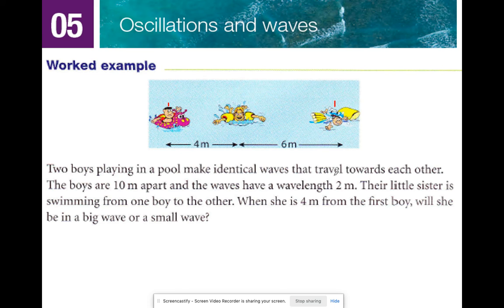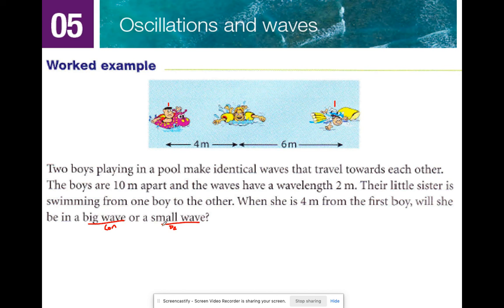Each wavelength is 2 meters. Their little sister is swimming from one boy to the other. When she is 4 meters away from the first boy, will she be on a big wave, or a crest, if you will? Or is she going to be on a small wave, a constructive wave? Or is she going to be on a destructive wave? What do you think?